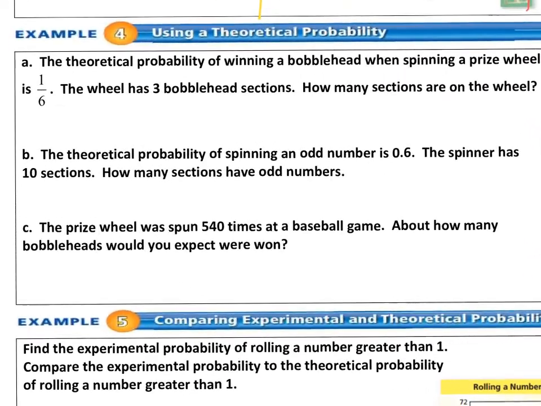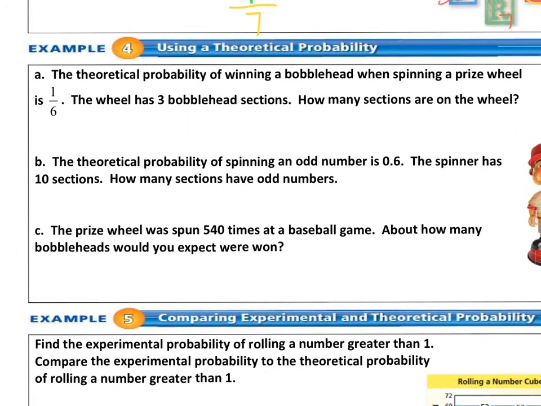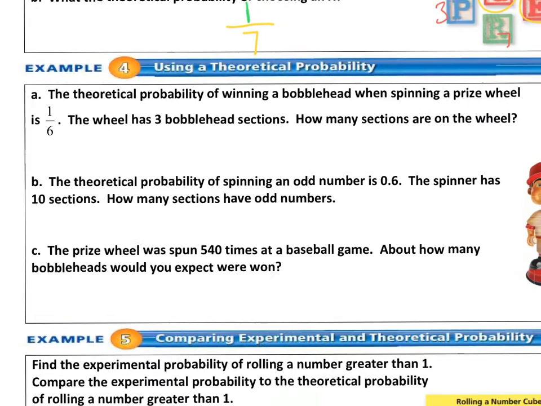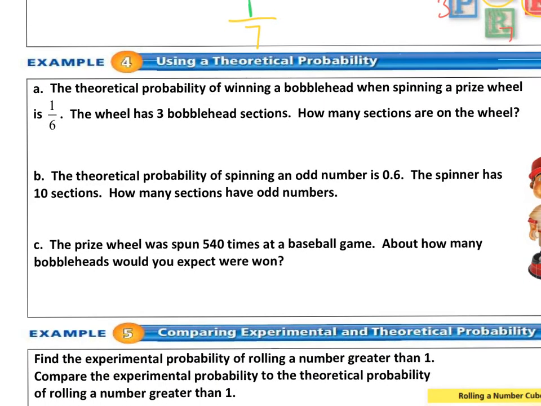Now let's see if we can use the theoretical probability. It says the theoretical probability of winning a bobblehead when spinning a prize wheel is 1/6. The wheel has 3 bobblehead sections. How many sections are on the wheel? What they gave us is that this theoretical probability, this fraction of 1/6, is the simplified fraction. So if we have 1 favorable outcome for every 6 total possibilities, that's what it would look like.